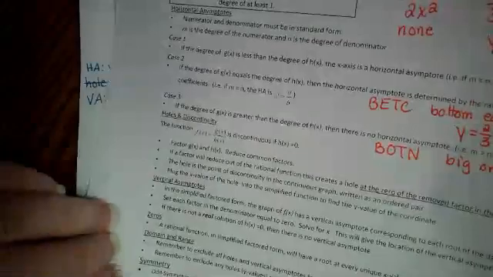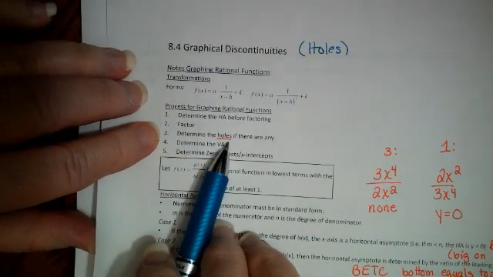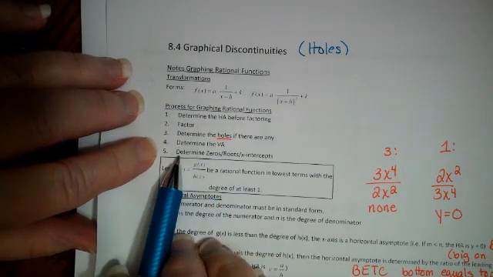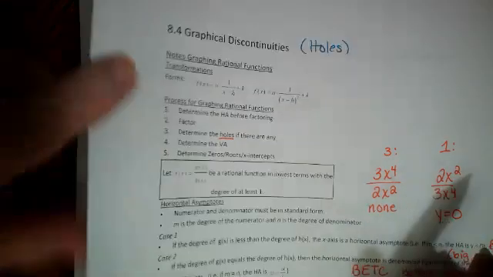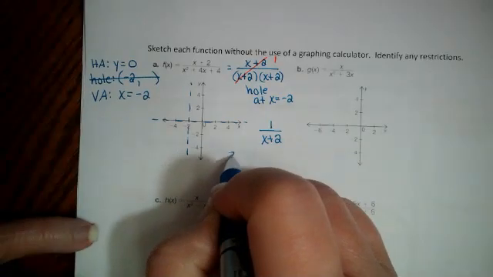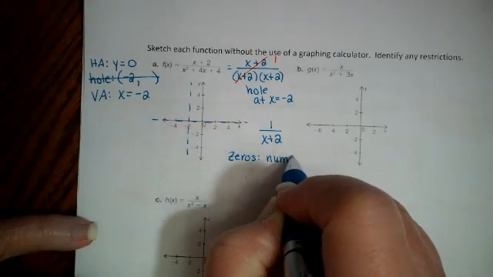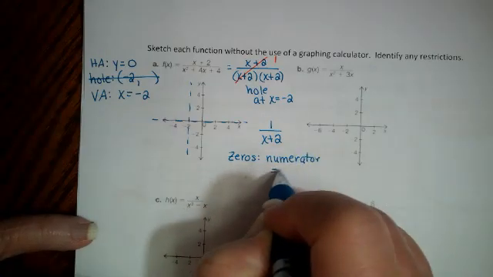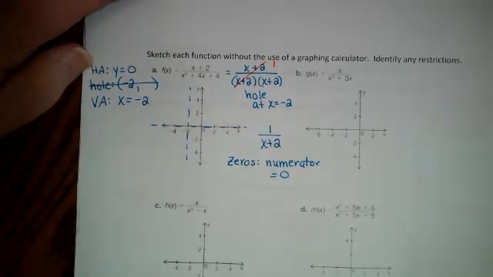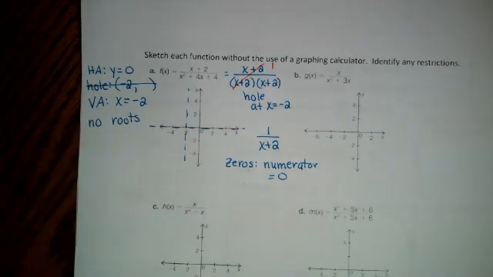So we go through our steps. We've determined the horizontal asymptote. We factored. Determined if there are any holes. This one didn't have any. Vertical asymptote. We got it. Now we're going to determine any zeros, roots, or intercepts. Your zeros, roots, or intercepts are what happens when the numerator equals 0. Well, in this particular problem, the numerator is 1. So there are no roots or zeros. No roots, because I can't make that equal 0.